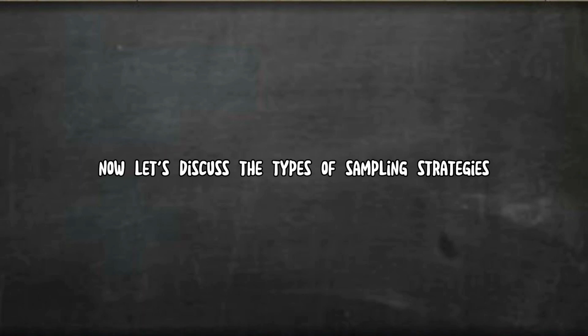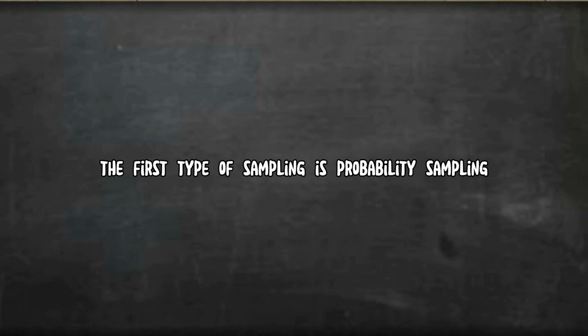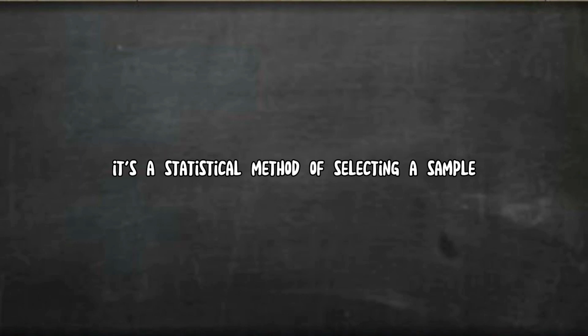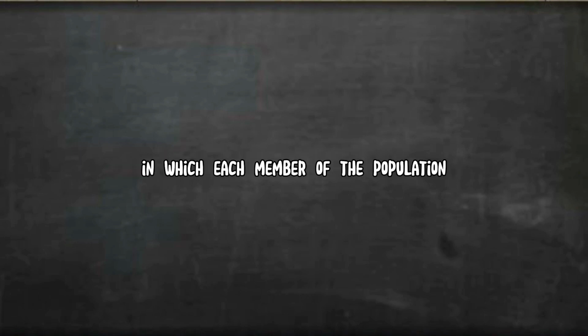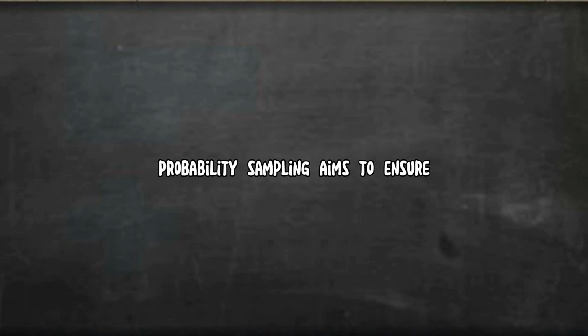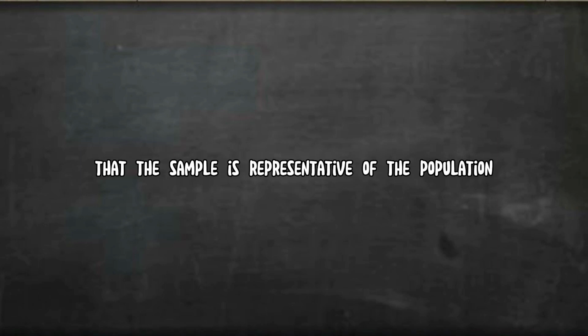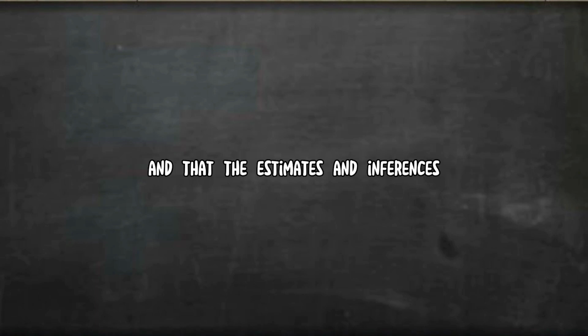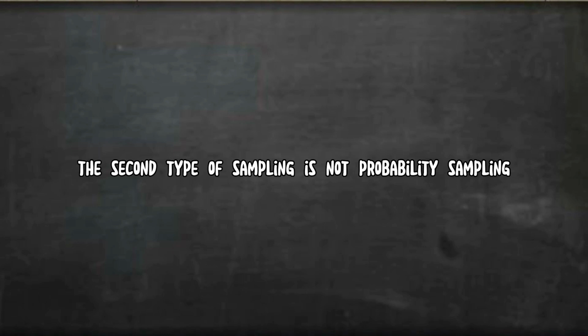Now, let's discuss the types of sampling strategies. The first type of sampling is probability sampling or unbiased sampling. It's a statistical method of selecting a sample from a larger population in which each member of the population has an equal chance of being included in the sample. Probability sampling aims to ensure that the sample is representative of the population and that the estimates and inferences made from the sample are unbiased and accurate. The second type of sampling is non-probability sampling.